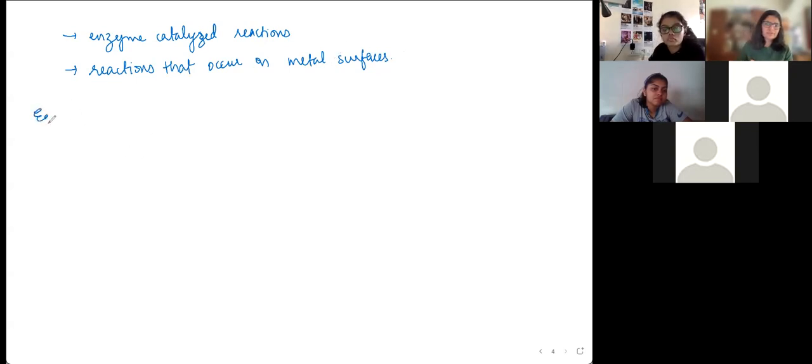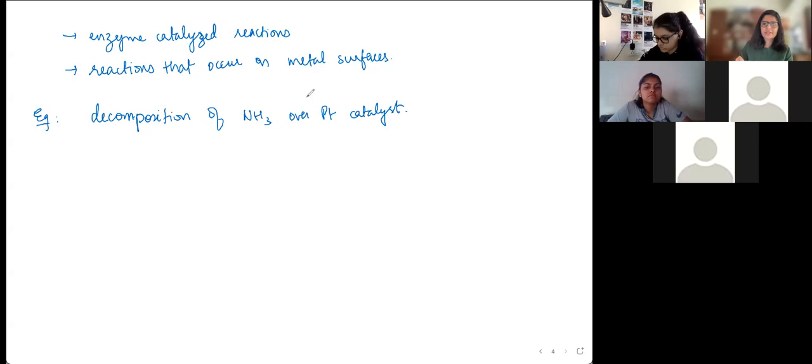Okay. So for example, decomposition of ammonia over platinum catalyst. You can't really affect the speed, doesn't matter how much ammonia you take. It depends more on how much of the platinum surface area is available for this reaction to be affected. So ammonia, NH3 gas, heat it up to 1130 Kelvin, platinum.